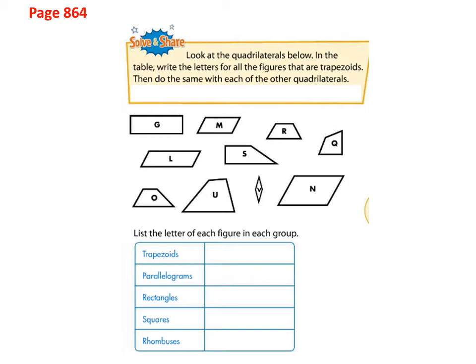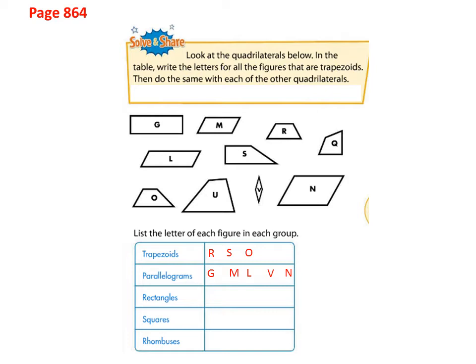Where are the trapezoids? Yes, R, S, O are trapezoids. Parallelograms. G is a parallelogram because there are two pairs of parallel opposite sides. M is a parallelogram also. L and V. Why is V a parallelogram? Yes, because it's a quadrilateral with two pairs of parallel opposite sides. And also N is a parallelogram.